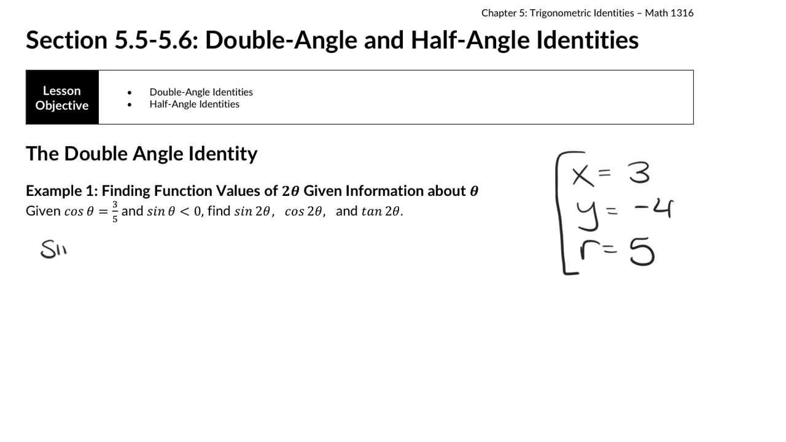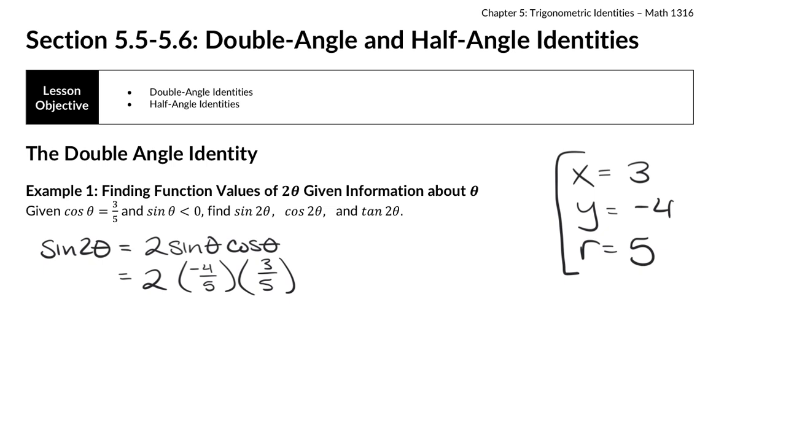If we wanted to do the sine of 2 theta, we know from the formula on the formula chart for the double angle identity that sine of 2 theta is equal to 2 times the sine of theta times the cosine of theta. Good thing we found all these values, because now that we know x, y, and r, we can substitute those in using the chapter 1 formulas for each of these. Sine is always y over r. Cosine is always x over r. Top times top, bottom times bottom.